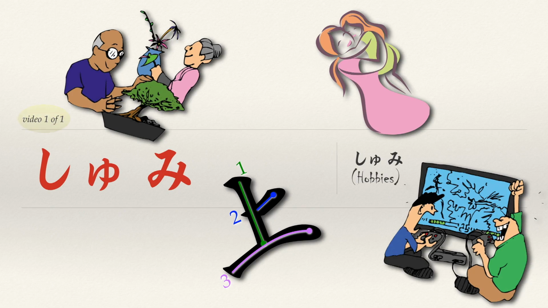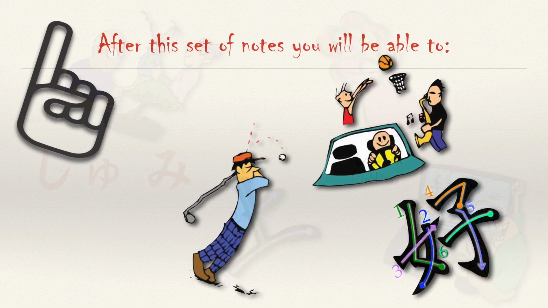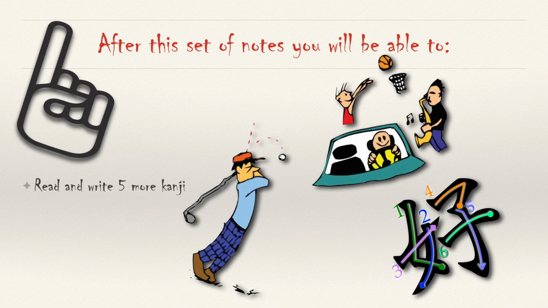In our video today, you'll be introduced to a few kanji that will help you talk about colors, your hobbies, and what you like. After this set of notes, you will be able to read and write 5 more kanji. These 5 kanji will be all the new characters we will introduce this unit. We want you to focus on the vocabulary and grammar.